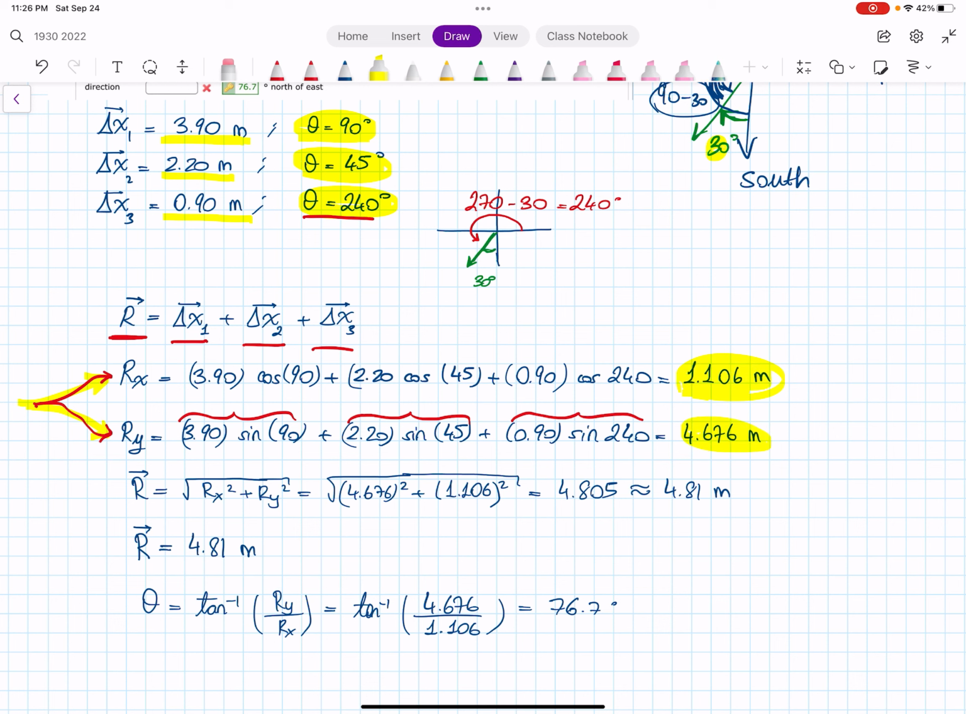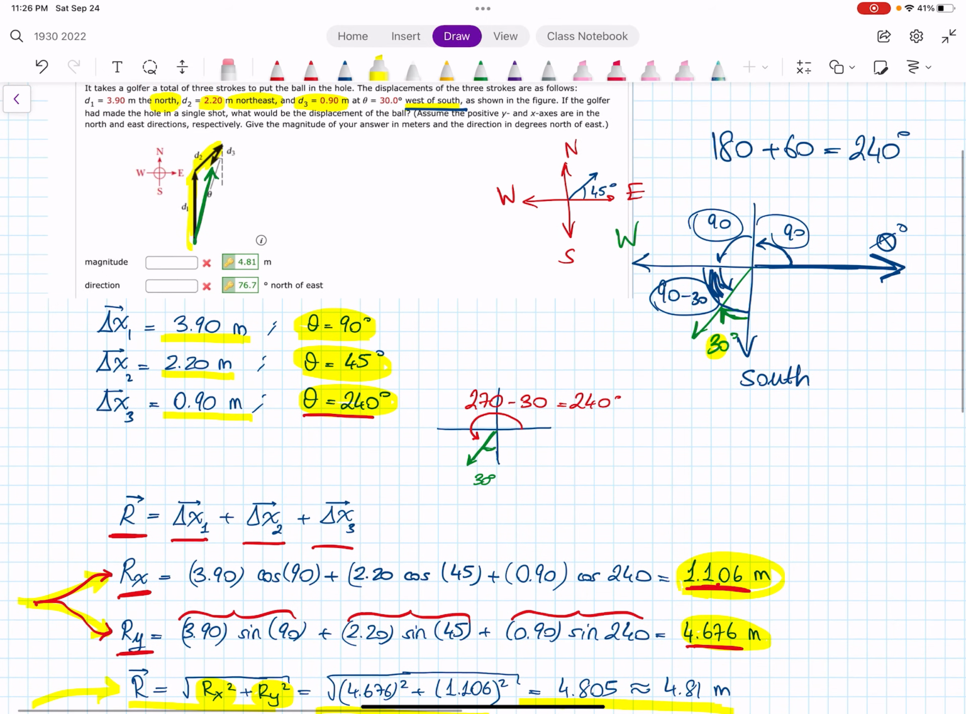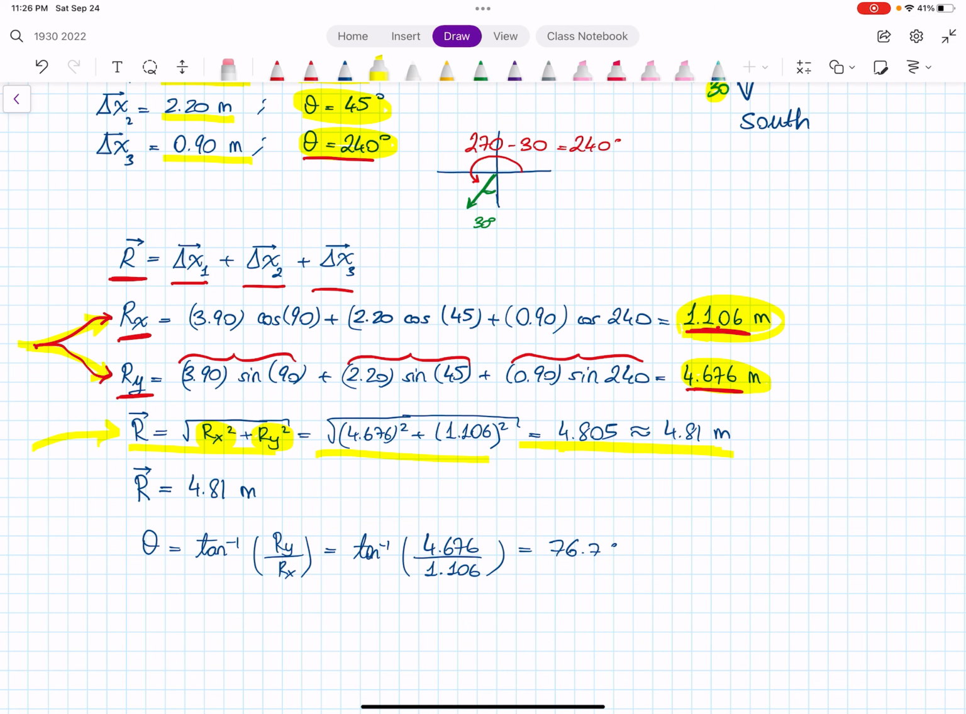Now that you have found the resultant vector in the x direction, the resultant vector in the y direction, you want to go and figure out the resultant vector. How do you do that? You take R sub x, the horizontal component squared, the vertical component squared, you take the square root. You're basically doing the Pythagorean theorem, right? Continue, you take the square root, right? 4.805, the textbook WebAssign rounds it off to 4.81 meters. There you go. That is your resultant vector.